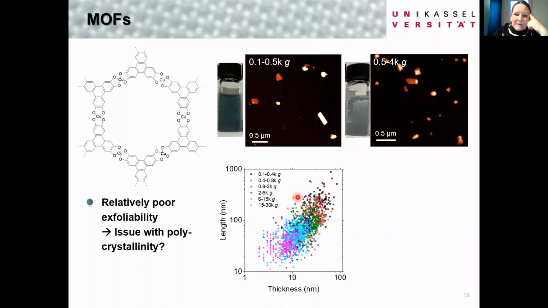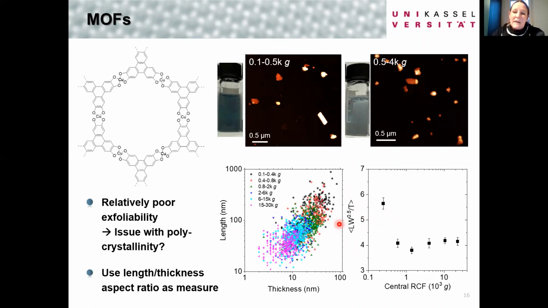And this is really a problem for our analysis for the metal organic frameworks. What we therefore do is we use the real aspect ratio of length and thickness to describe the exfoliability, because when we're so far away from a monolayer and cannot produce monolayers, then it's not so nice to speak about characteristic monolayer length. So here we use the length thickness aspect ratio, and this is plotted here as function of centrifugal force, and you see it's between 4 and 6 in the best case.